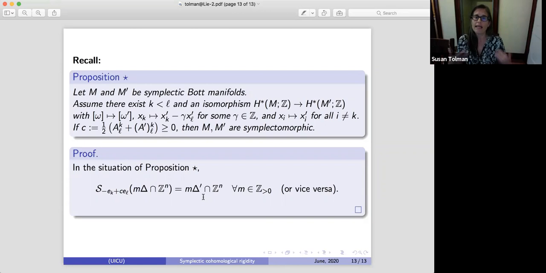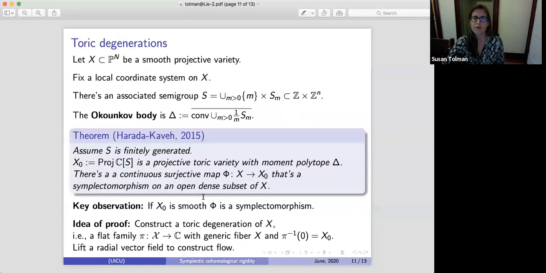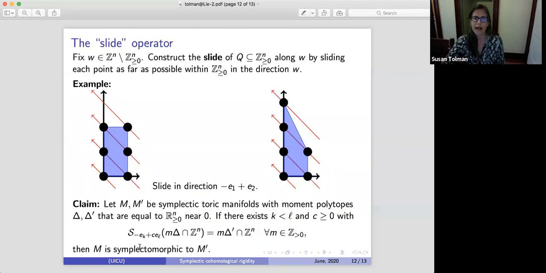Because we know that in this situation, we can slide one polytope to the other, and then we apply this claim, and that tells us that they're symplectomorphic. And by the way, the way you prove the claim is we construct very explicit coordinate charts, and you just apply Harada and Kaveh. So I think I'm out of time, but I'm done with my talk.